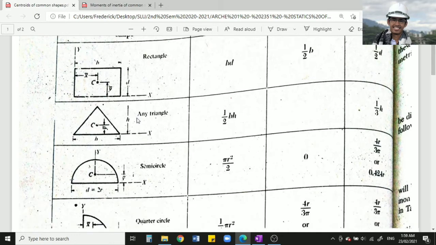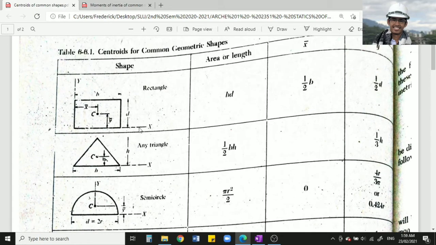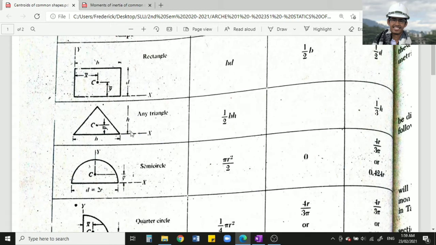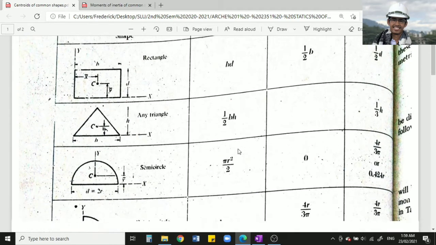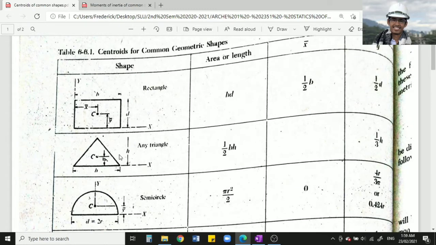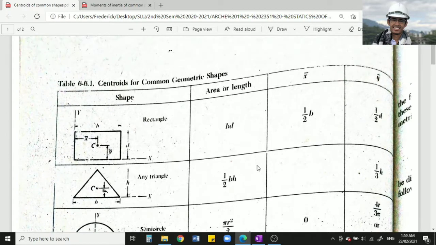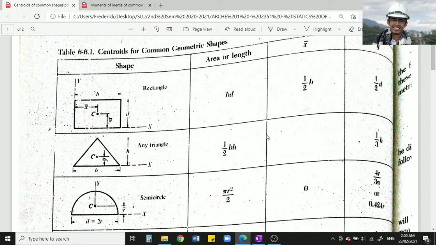Okay? That will be half nung ating base and yung half din nung ating D. Okay? So, for triangle naman, for any triangle, we have base and yung height ng triangle. So, area will be 1/2 base times height. And yung ating centroid will be 1/3 times H, yung magiging bar Y natin. Okay? And yung sa bar X natin, that will be 0 kasi it is along dun sa axis of symmetry nung ating triangle, no? Mismo dito sa gitna, no?